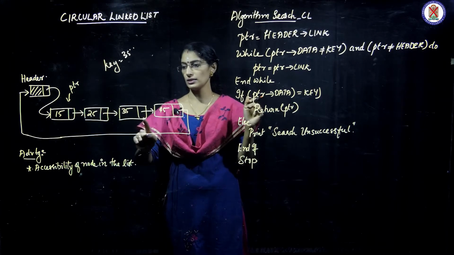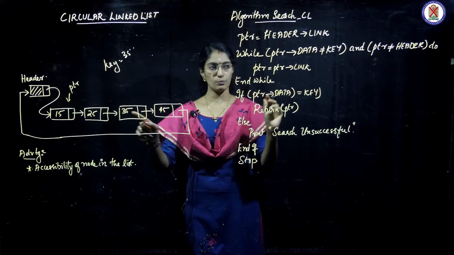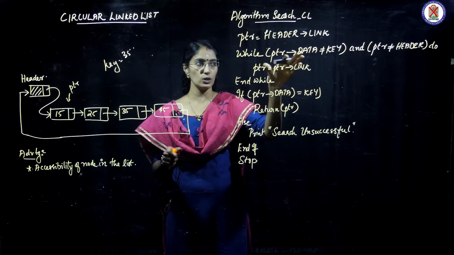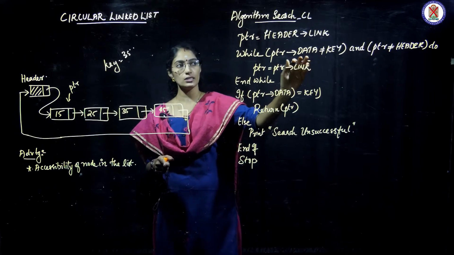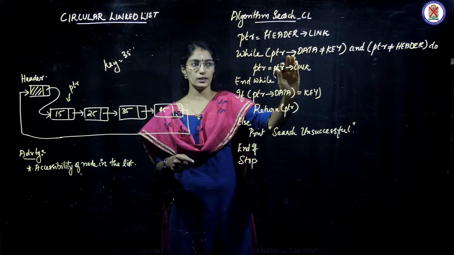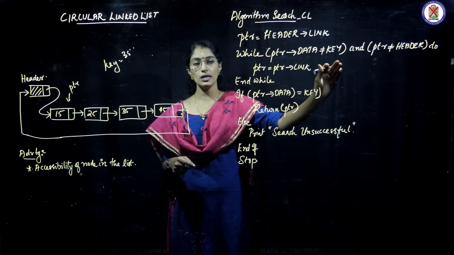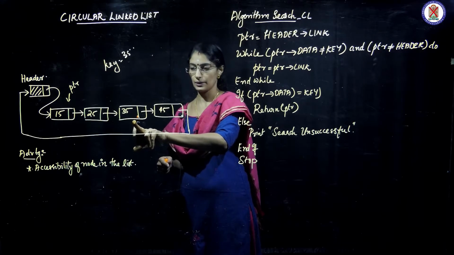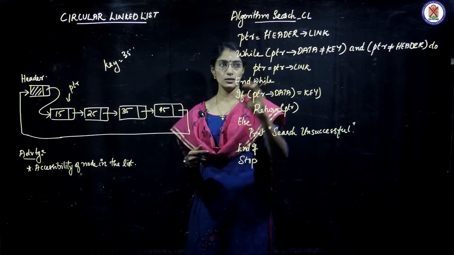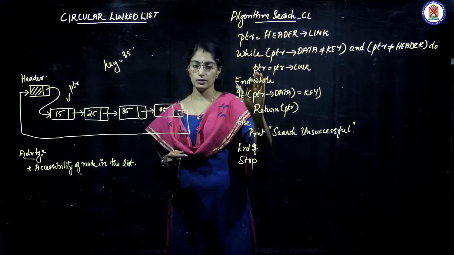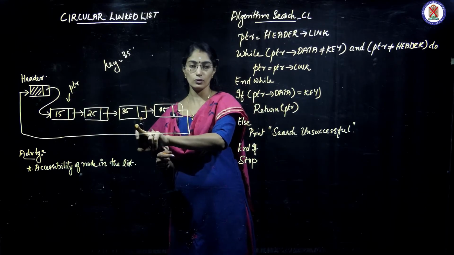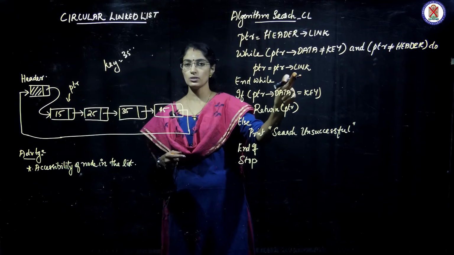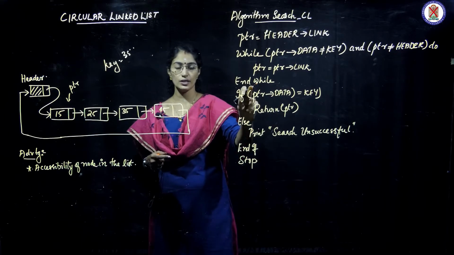In this example, the while loop will be exited when the condition becomes false, that is, when ptr of data is equal to key, while the loop is running for the third time. So it does not enter the loop body in the third run, and naturally the if condition will be executed.